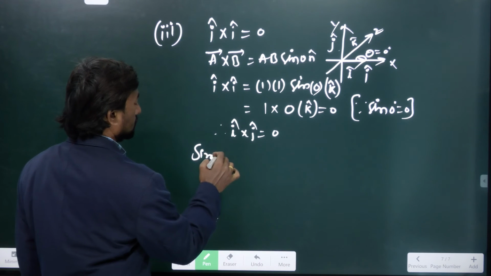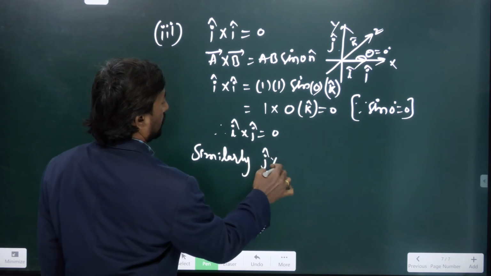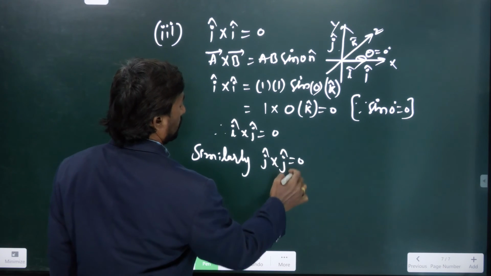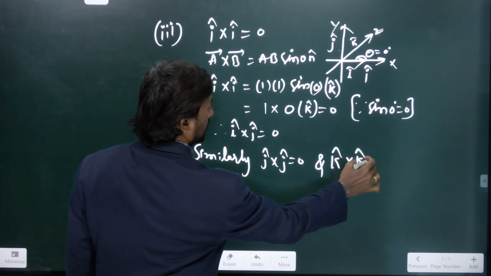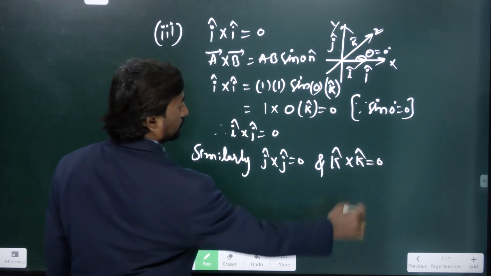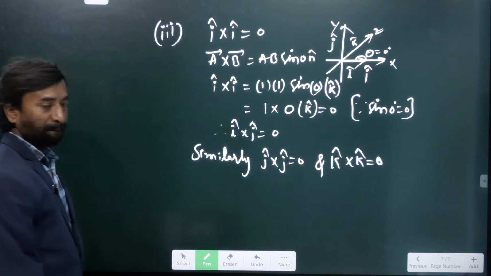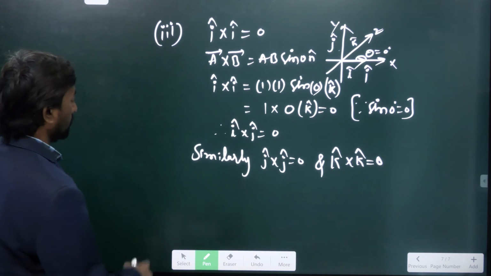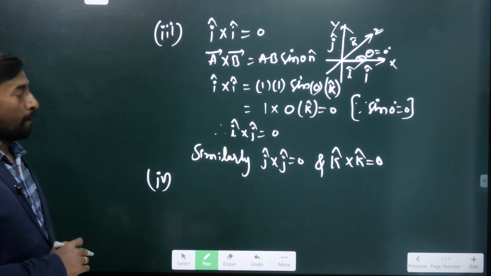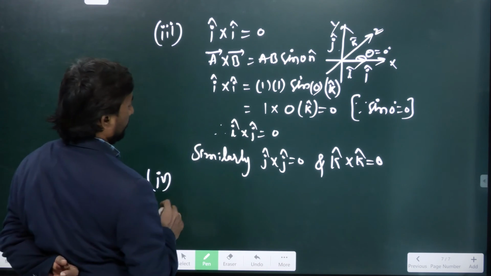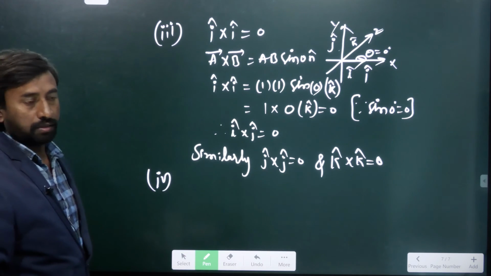Similarly, j cap cross j cap is going to be 0, and k cap cross k cap is going to be 0. Okay, so that is the third property, and the fourth one we'll see here, the fourth property.